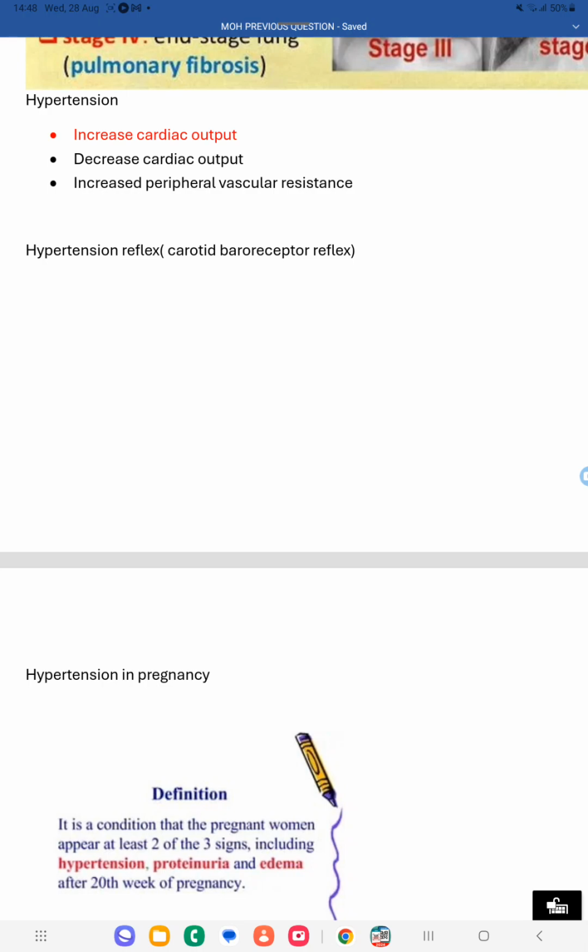Next one, hypertension. In hypertension, what are the features you will get? Increased cardiac output, increased peripheral vascular resistance. In hypertension there will be severe blood flow, so those who have hypertension will get increased cardiac output. And then the hypertension reflex is also known as the carotid baroreceptor reflex. They have asked the receptor name: the reflex is the carotid baroreceptor reflex.